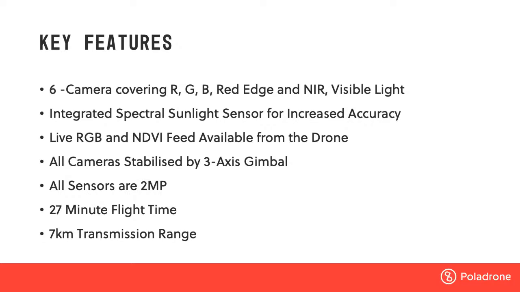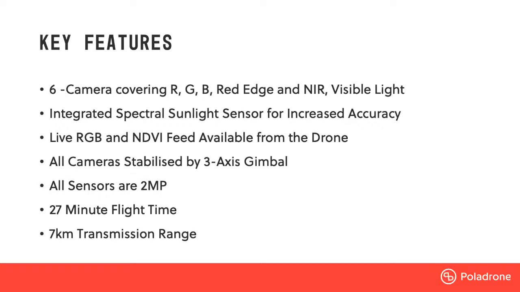So basically here are some key features of the Phantom 4 Multispectral. The first one is the 6 camera lenses, as I talked about just now. Then the sunlight sensor, also RGB and NDVI live view, and the camera is stabilized by a 3-axis gimbal, which means it's very flexible, and the sensors are 2 megapixel.